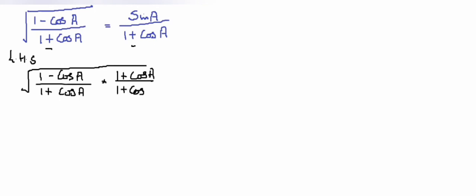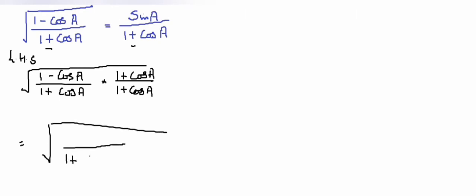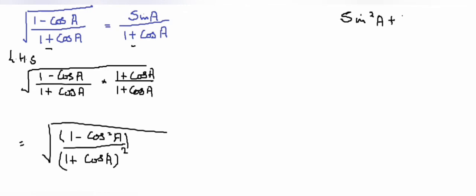Now in denominator I will have 1 plus cos a whole square. So the square root can be cancelled out with the whole square. Here you can use the (a minus b) into (a plus b) formula. So I can write 1 minus cos square a. Now you know that 1 minus cos square a, we have the identity sin square a plus cos square a is 1. So 1 minus cos square a can be written as sin square a.